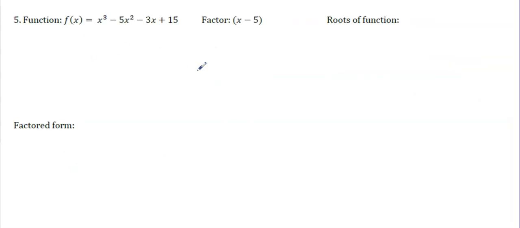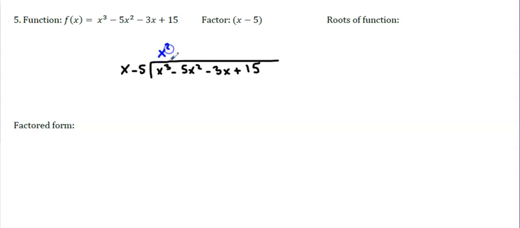Number 5. Let's start with our long division. So I again ask myself, what times x gives me x cubed? It would be x squared. When I multiply x squared times x, I get x cubed. x squared times negative 5 is negative 5x squared. Then I'll subtract. So subtracting a negative here is like adding. So I have 0, which means I'll just bring down what I have left.